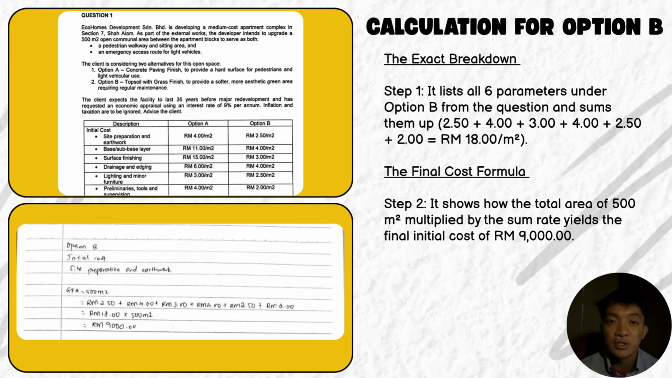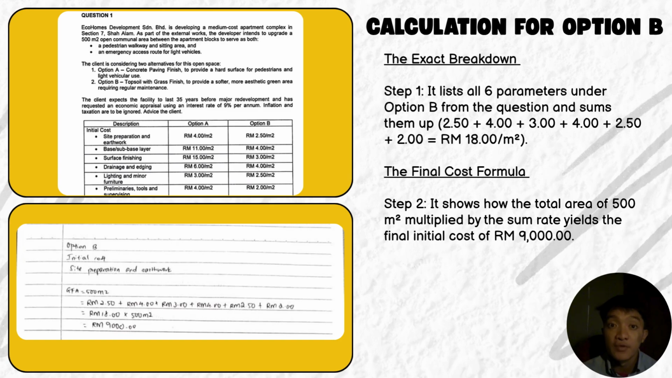Hello everyone, today I will be presenting the calculation for the initial cost of option B, which covers the topsoil with grass finish alternative for the Eco Homes development project. Based on the project brief, we are analyzing a total open communal area of 500 meters square. To find the total initial cost for option B, we first need to calculate the total rate per square meter by summing up all 6 initial cost components provided in the data table.